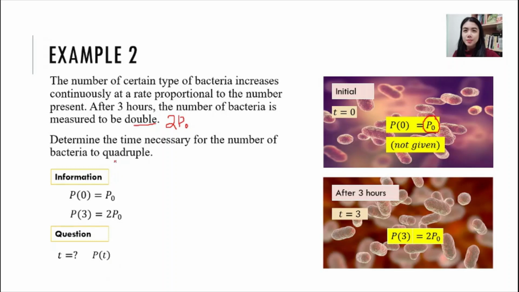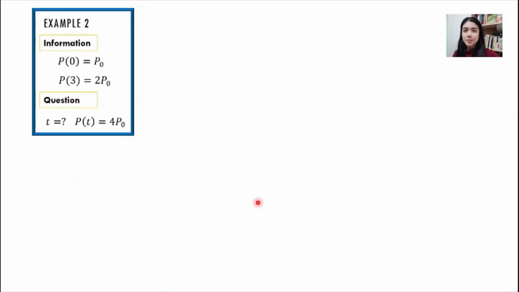Okay, what does it mean by quadruplet? Quadruplet means 4 times. 4 times of what? 4 times of the initial. That means 4 times of the initial, then we have P(t) equal to 4 P naught. Now we have gathered the information for example 2.